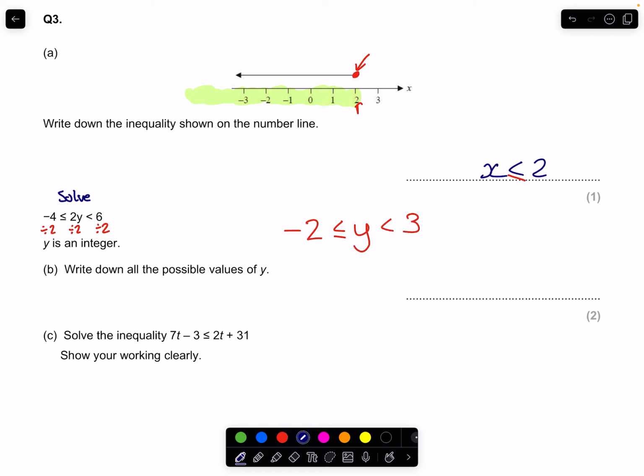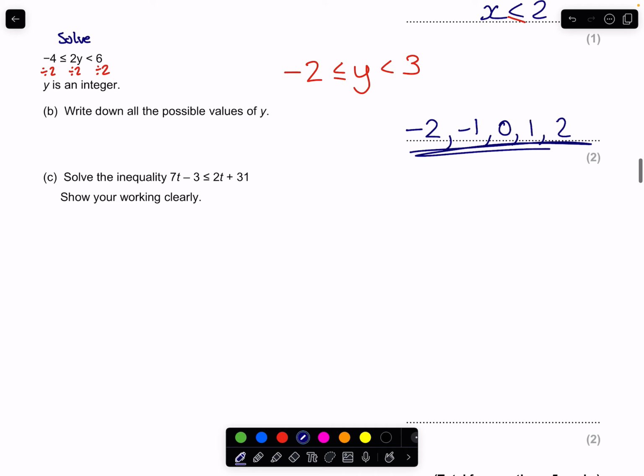And by writing down all the possible values of y, we're basically looking at what whole numbers, what integers are less than 3, but equal to or greater than -2. So -2 is the smallest one, with it being equal to. We then have -1, 0, 1, and 2. Of course, we can't have 3, because that doesn't include it, doesn't have the line underneath for equal to. So these 5 numbers there are all our possible values of y.